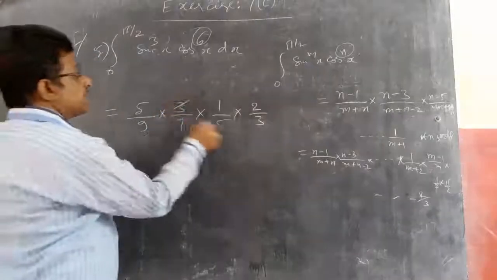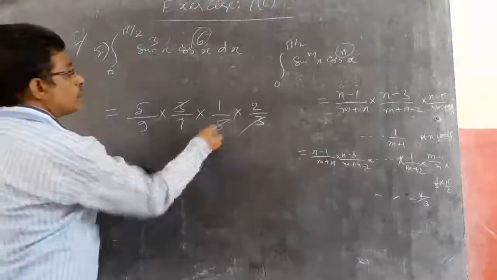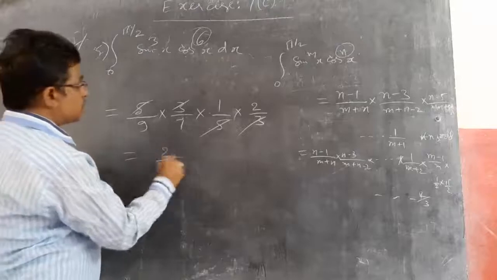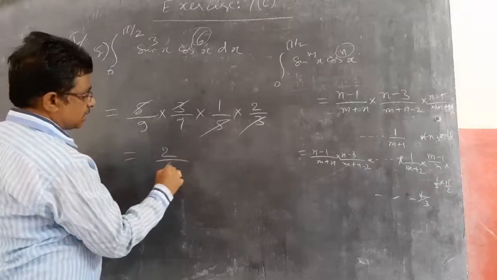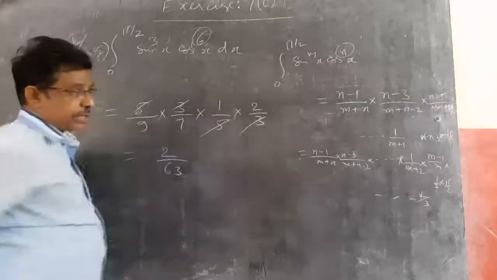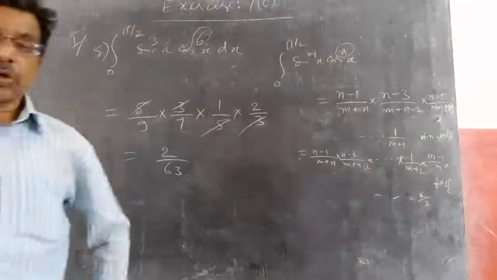So simplify, 3 3 cancels. Any more? 5 5 cancels. So left out is 2 by 63. We got 2 by 3 limit like that. If you get 1 by 2, keep pi by 2 I told. Go on.